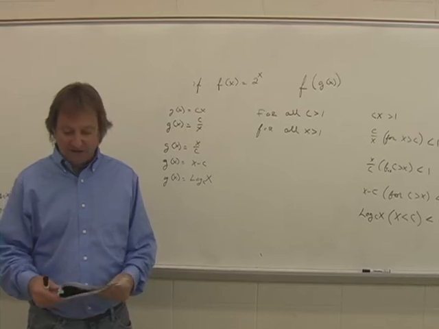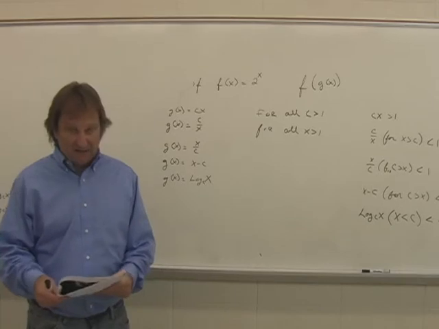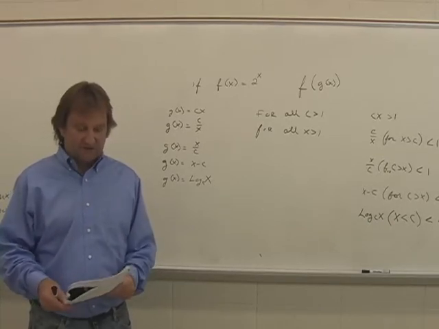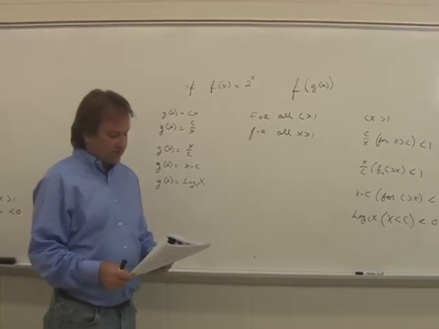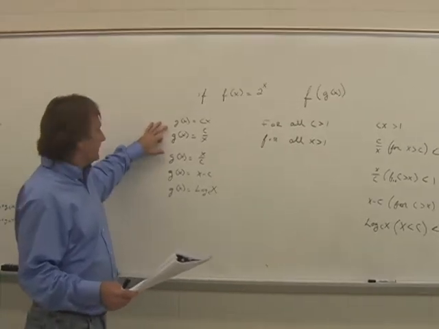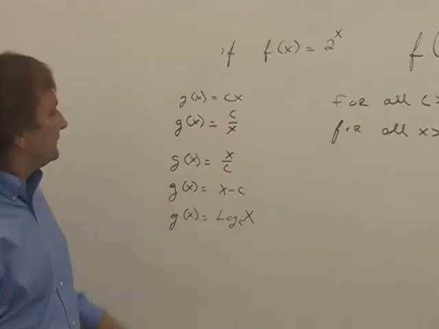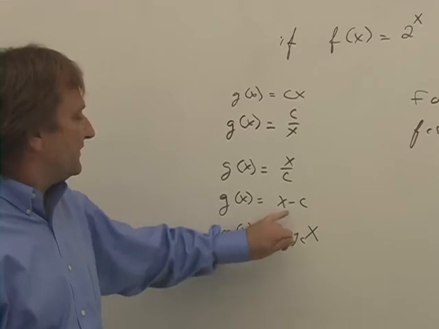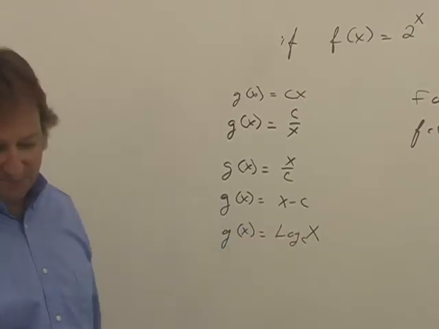Number 6 on the college algebra placement test is a bit of a mess, but it's going to require us to think the problem through instead of automatically solve it. It reads, listed below are 5 functions, the g functions. They're g of x equals c times x, another one is c over x, another one is x over c, another one is x minus c, and the last one is log base c of x.